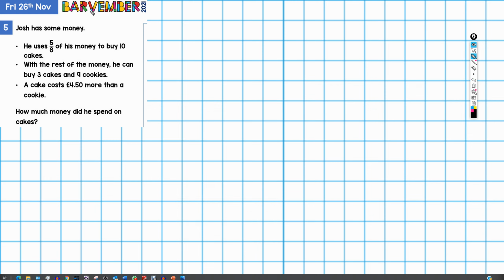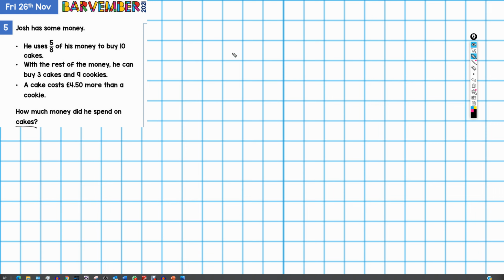Okay, let's have a look at this question then. Josh has some money. He uses 5/8 of his money to buy 10 cakes. With the rest of the money, he can buy 3 cakes and 9 cookies. A cake costs £4.50 more than a cookie. And the question we are asked is, how much money did he spend on cakes?